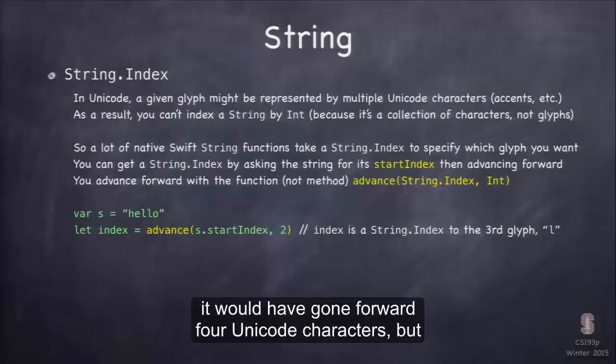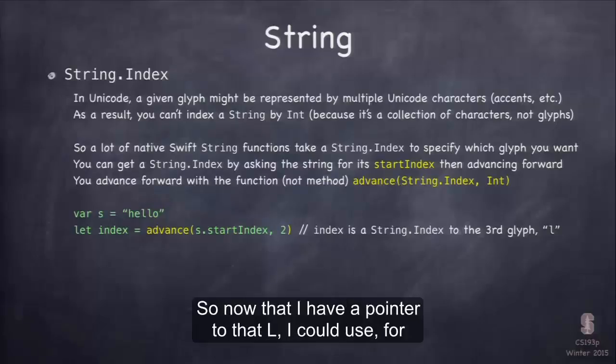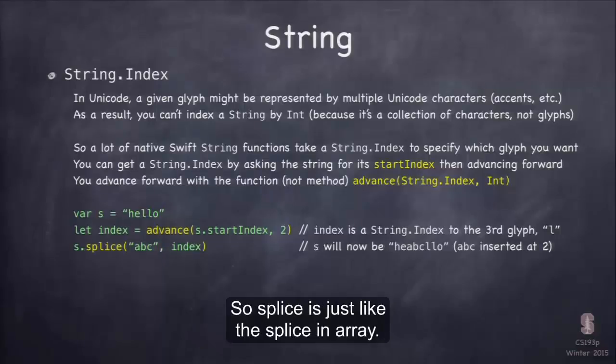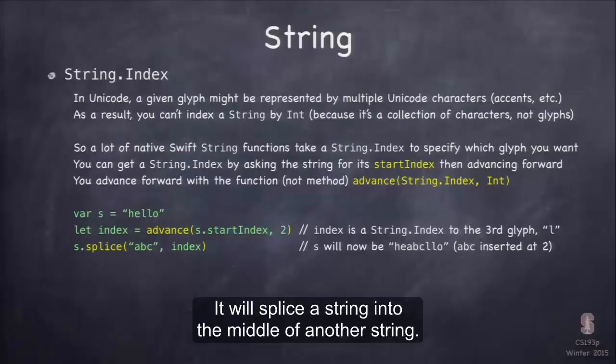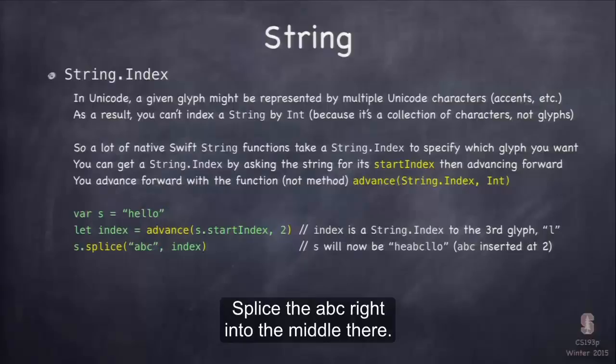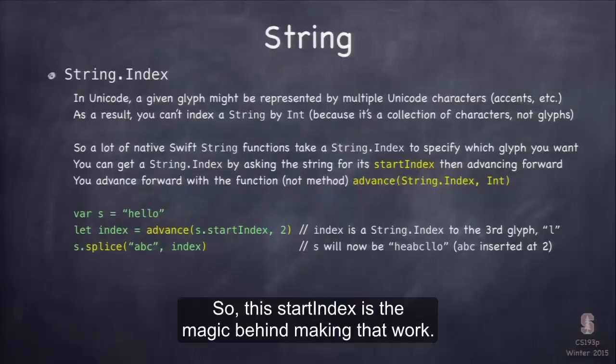And again, if it was E accent aigu, it would have gone forward 4 Unicode characters, but only 3 to the third glyph as you perceive it. So now that I have a pointer to that L, I could use, for example, a nice string function called splice. So splice is just like the splice in array. It will splice a string into the middle of another string. I'm going to have it splice at that index, and that's going to make it be HE ABC LLO. Splice the ABC right into the middle there. So this start index is the magic behind making that work.